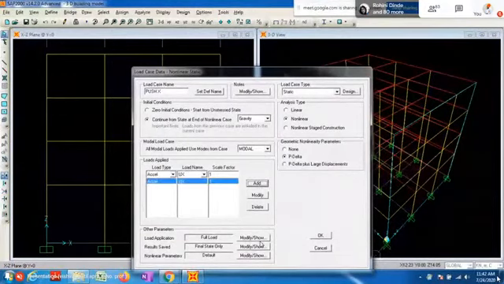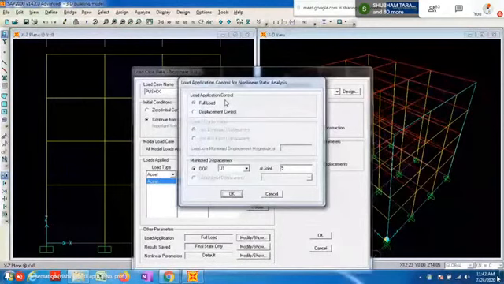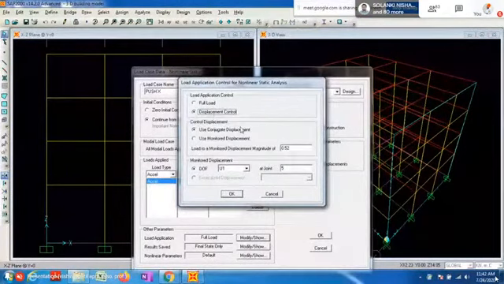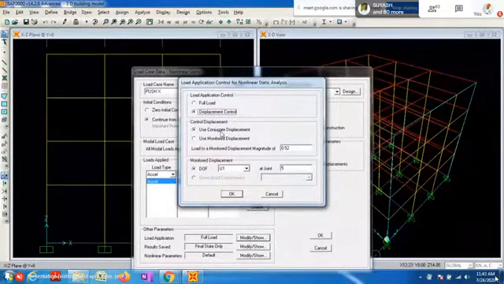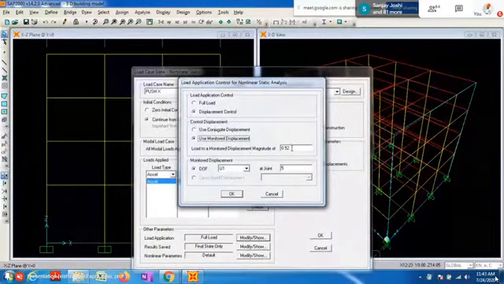Then go here. It is load application. Whether the load application is full load or displacement control. Our control is on displacement. We are monitoring displacement at which node? This node. The software automatically suggested the point; it always suggests the point at the top. And it is 0.52, which is 4% of the height.